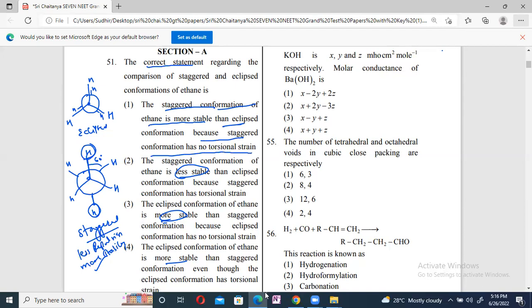no torsional strain. Torsional strain depends on the bond angle. The less the bond angle, the more the strain, and the more the bond angle, the less the strain. As the hydrogen from the rear and the hydrogen from the front are far away, they have a greater bond angle, and the greater the bond angle, the less the torsional strain. So the answer should be the first option for 51.